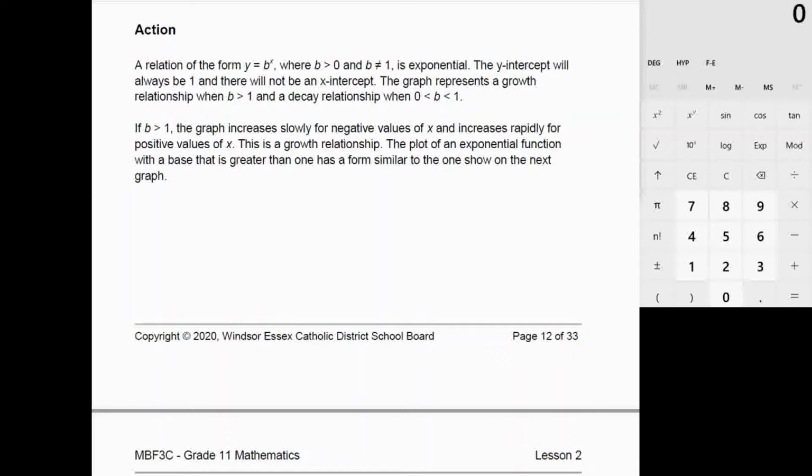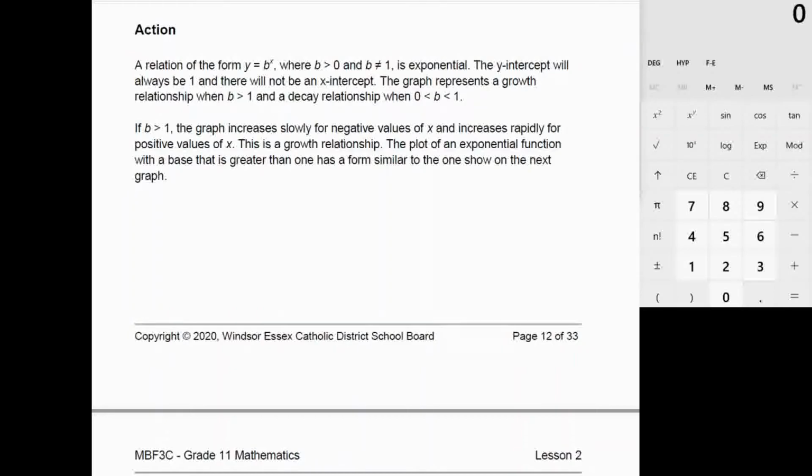There are really two forms that we would see. When we have a relation of the form y equals b to the power of x, in this case b always has to be greater than 0. We can't have a negative number for this because it wouldn't graph when we have a negative exponent. And b cannot be equal to 1 because in that case it's no longer an exponential relation anymore.